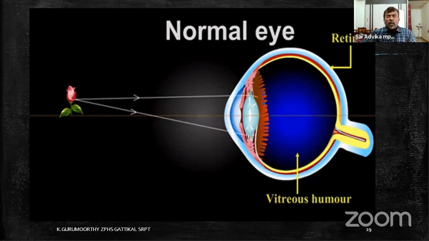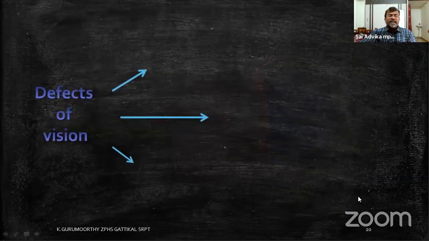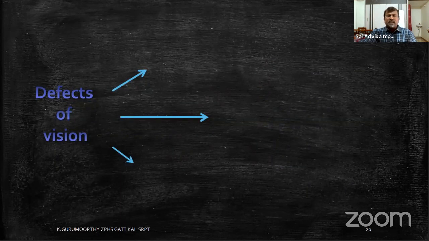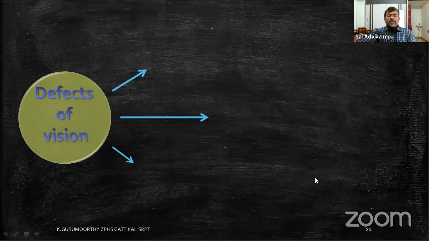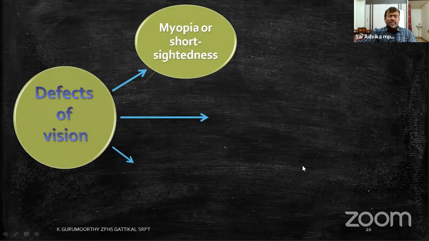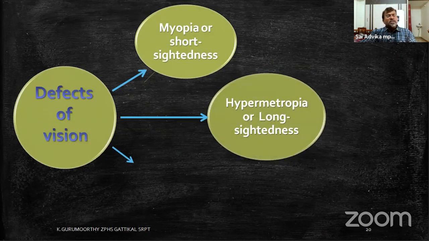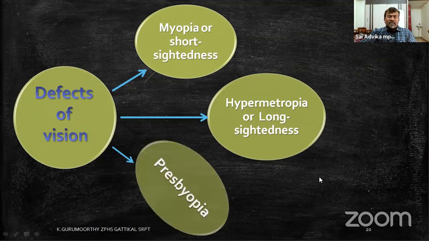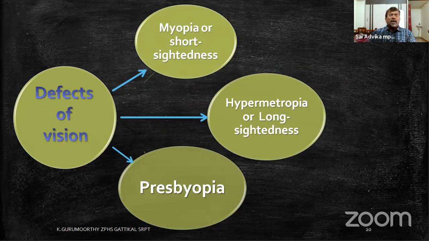This is a vision, what you are seeing on the screen. Now, let us get into the various types of defects of vision. In your textbooks, the defects of vision are divided into 3 types actually. That is myopia, also known as short-sightedness. The second one is hypermetropia, also known as long-sightedness or far-sightedness. And the third one is presbyopia. Actually, these three are categorized under refractive defects.